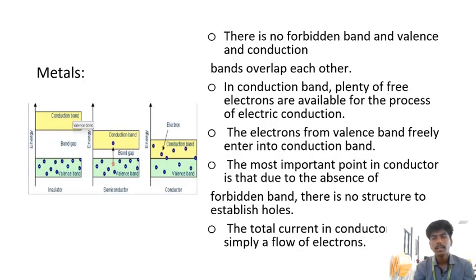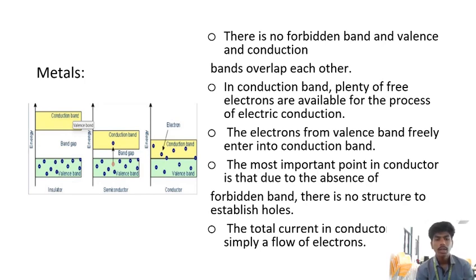In conductors, there is no forbidden band, and the valence and conduction bands overlap each other. In the conduction band, plenty of free electrons are available for the process of electric conduction. The electrons from the valence band freely enter into the conduction band. The most important point in a conductor is the absence of forbidden band. The total current in a conductor is simply a flow of electrons.